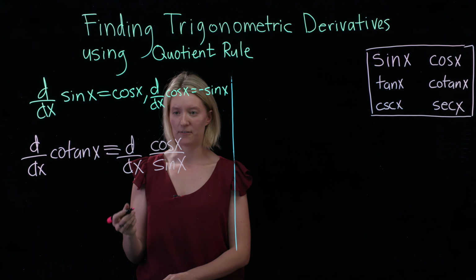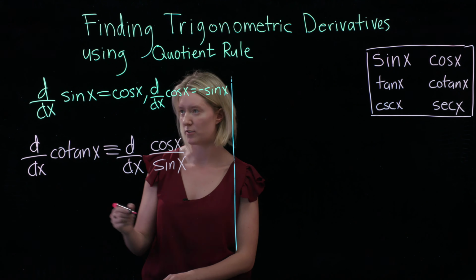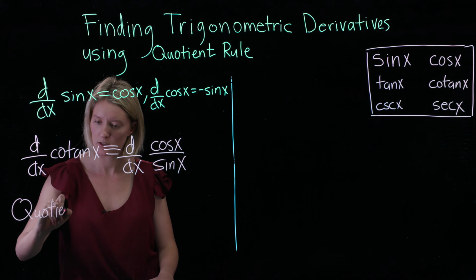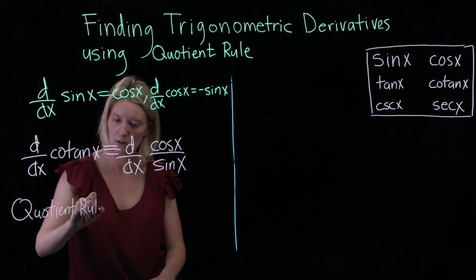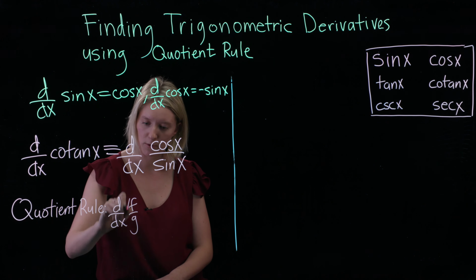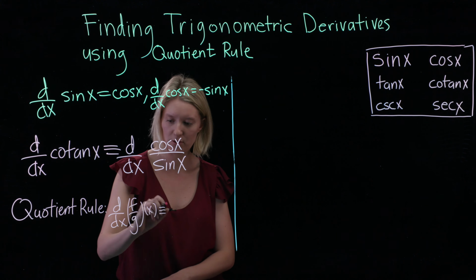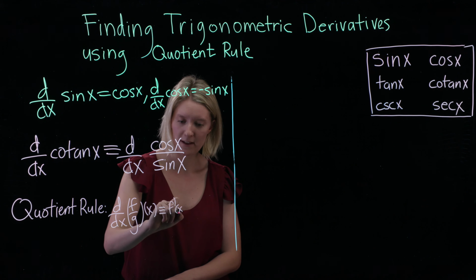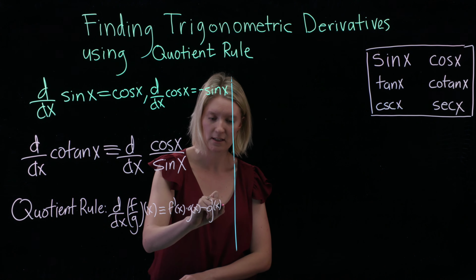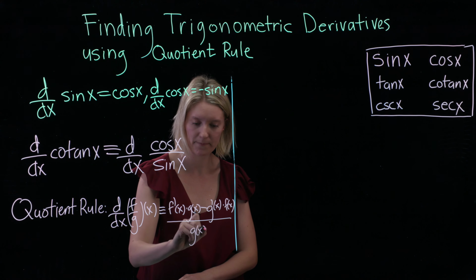And now that I have written cotangent of x as a quotient, I want to use the quotient rule. So just a reminder of what the quotient rule states. It says that the derivative of the quotient of two functions that we are assuming are differentiable, and where g is defined at 0, is equivalent to f prime of x times g of x minus g prime of x times f of x, and that whole quantity over g of x squared.